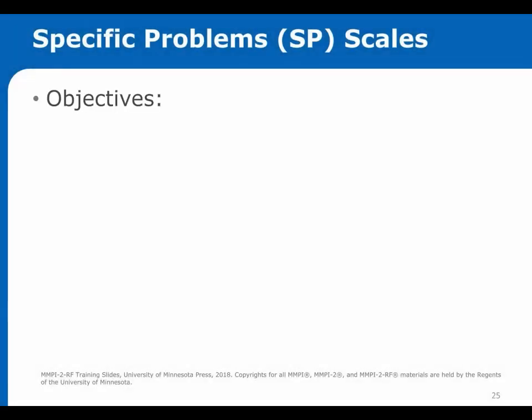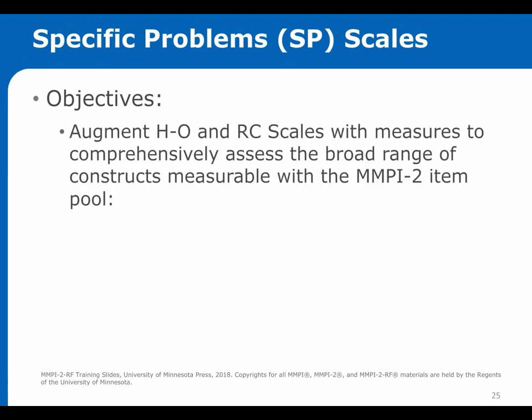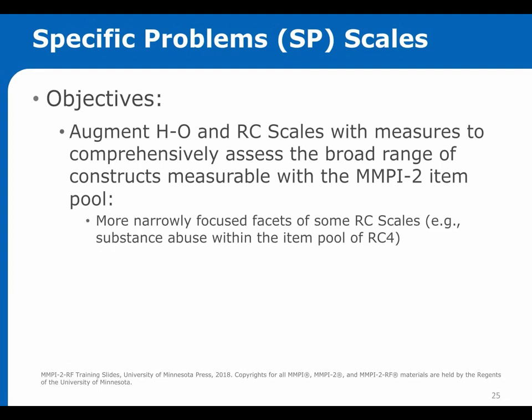So as we discussed, the objective of the development of the specific problem scales was to augment the higher order and RC scales of the test with additional, more specific measures that tapped into other constructs potentially measurable by the MMPI-2 items. And there were four main areas where developing specific problem scales was of interest. So the first area had to do with measuring more narrow facets of some RC scales. The RC scales are mid-level measures. Some of them are fairly broad in scope.